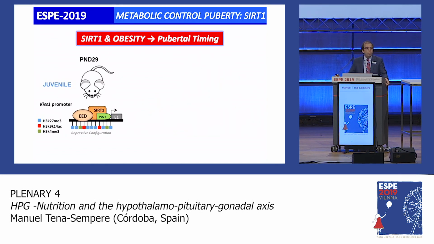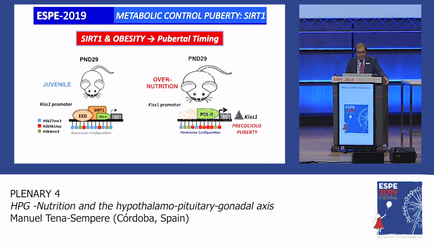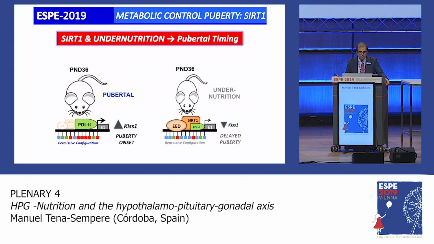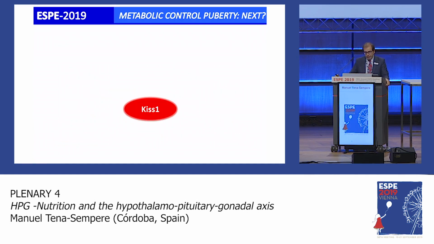In the models of obesity in which puberty is advanced, what we see is that at an age in which this strong repressor machinery is still bound to the KISS1 promoter in normal animals, this is no longer true in the obese animals. So you get an earlier removal of the repressor that allows an increase of KISS1 at an early age and earlier entry into puberty. In contrast, in the model of undernutrition that is associated with pubertal delay, what you see is that the repressive machinery is still there at the expected time of puberty, and this is causing suppression of the KISS1 gene and is driving pubertal delay.